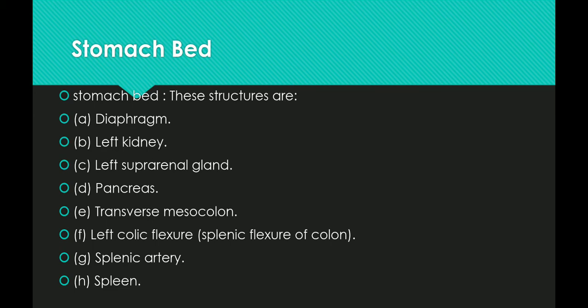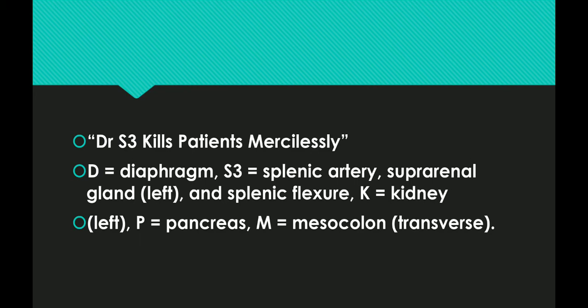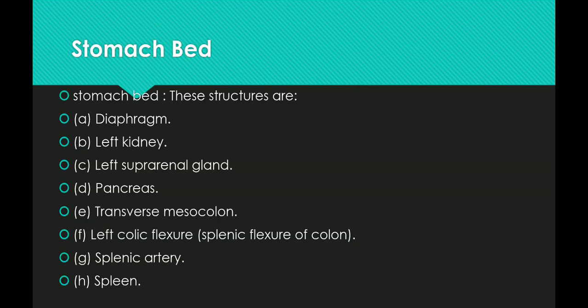The following structures constitute the stomach bed: left kidney, diaphragm, left suprarenal gland, pancreas, transverse mesocolon, left colic flexure, splenic artery, and spleen. The mnemonic to remember the structures that constitute the stomach bed is "D S3 K P M": D suggests diaphragm, S3 suggests splenic artery, suprarenal gland, and splenic flexure, K kidney, P pancreas, and M the transverse mesocolon.